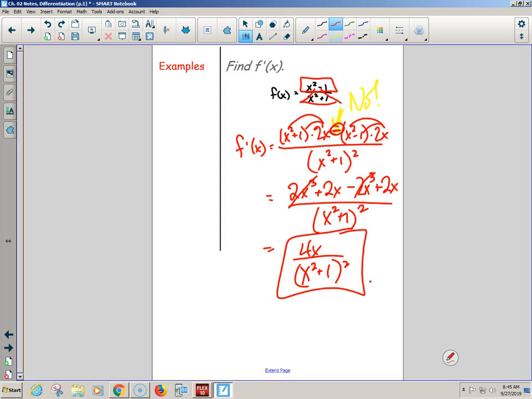Oh, but I can factor. Don't you dare. X squared plus 1, if I try to get zeros, are imaginary numbers. I cannot. Okay.